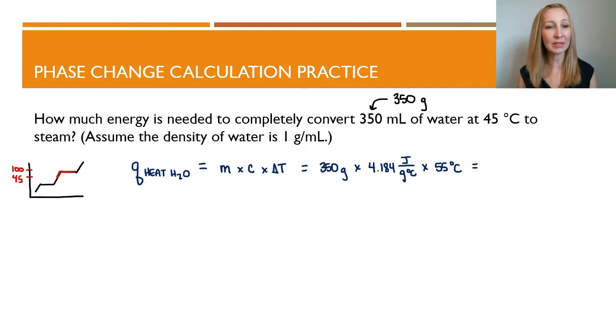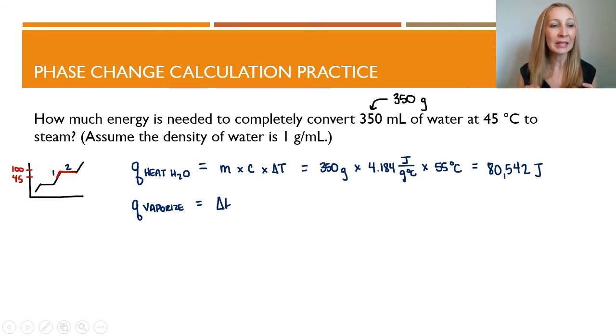So if I type all of this into my calculator and I multiply these numbers together, I get 80,542 joules. I will round for my significant figures at the end. So I have 80,542 joules it takes just to heat that water. The next step in this is to vaporize the water. I'm completely converting all of it to steam. So I need the delta heat of, actually that's not fusion, delta heat of vaporization. And we're going to multiply that by the mass.